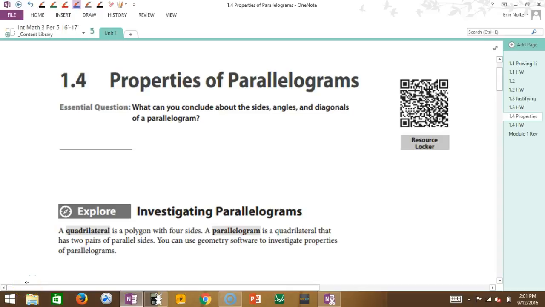All right. Okay, so 1-4 is properties of parallelograms. Okay, so these are the pieces that we're going to talk about. So, feeling confident? Okay, so let's talk about a parallelogram.